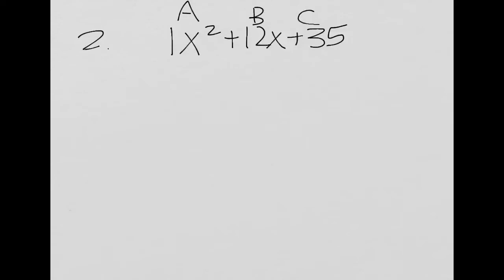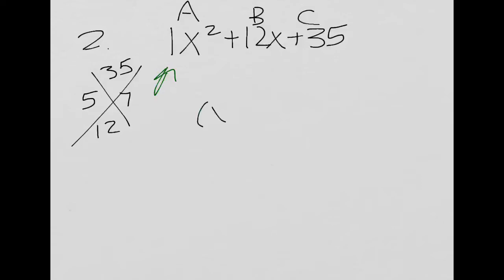Number 2 asks you to factor x squared plus 12x plus 35. This has a 1 in front of it. There's no GCF. So since it's 3 terms, you go ahead and make your x. A times C is 35. B is 12. So the numbers that multiply to give me 35 that add to give me 12 are 5 and 7. Since A is 1, I can go ahead and take the shortcut. So it's x plus 5, x plus 7.